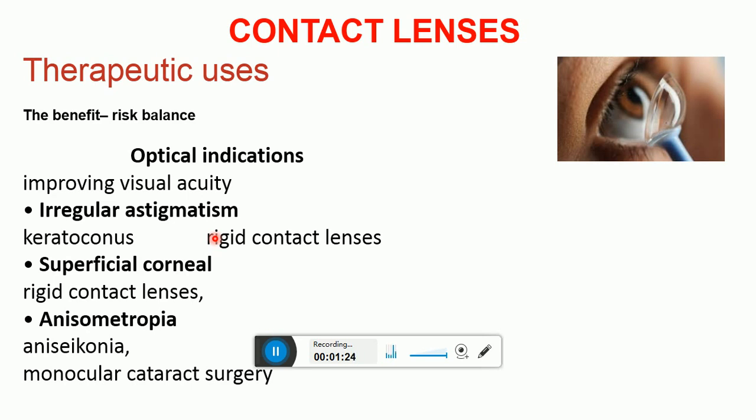Next use is superficial corneal irregularities. Superficial corneal irregularities can be neutralized by rigid contact lenses. They provide a smoother and optically more regular surface. Visual acuity can only be substantially improved if irregularities are not too severe. Another use is for anisometropia, in which binocular vision cannot be achieved by spectacles due to aniseikonia, such as may occur following monocular cataract surgery with high refractive error correction.